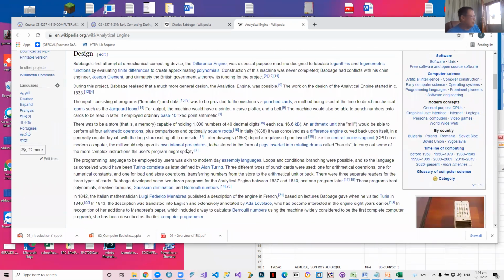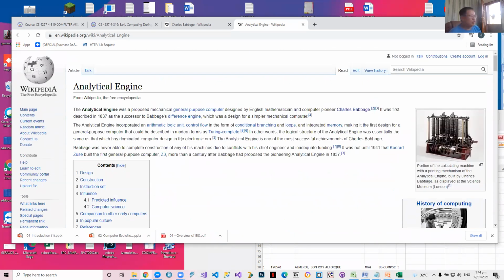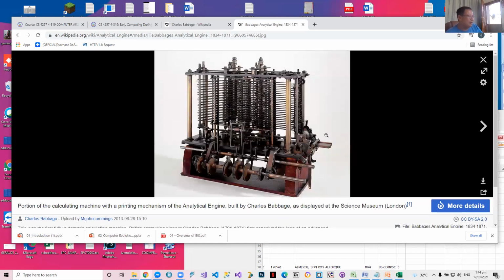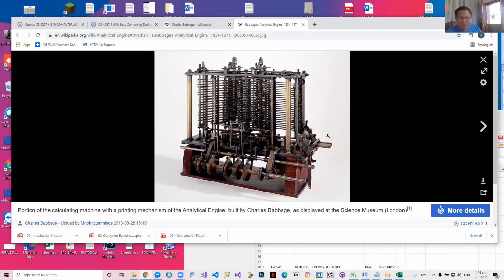So he made a second proposal, which was partially approved, but not fully approved. He ran out of funding. So he partially implemented his second invention, called the analytical engine, in 1837. This is known as the first computer, the analytical engine.